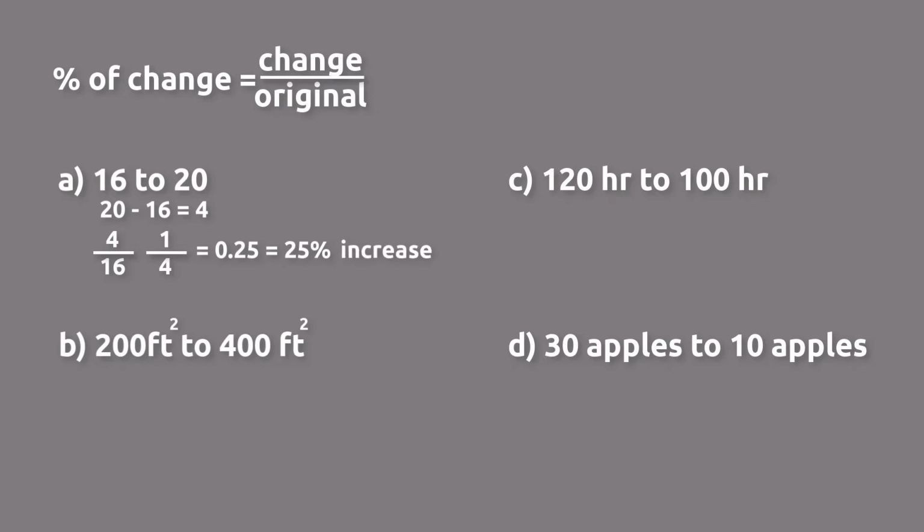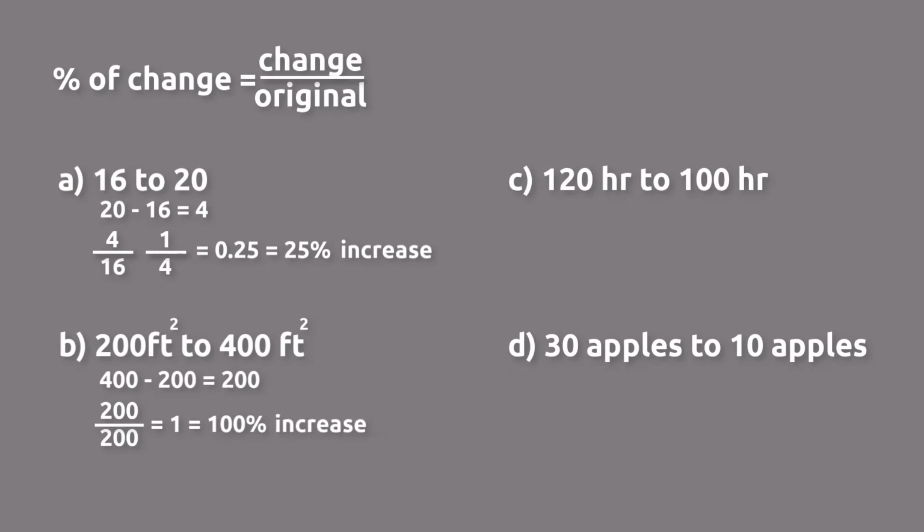In part B, from 200 square feet to 400 square feet, our change is 400 minus 200, which equals 200. And then our change divided by the original, that's 200 for our change. The original was 200 square feet, so that equals 1, which equals 100%. And we went from 200 to 400, so that's an increase.